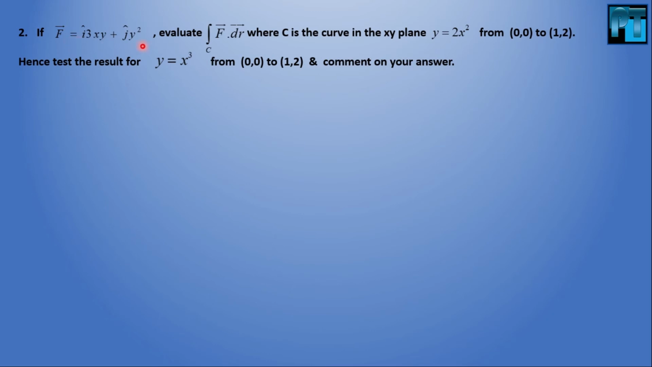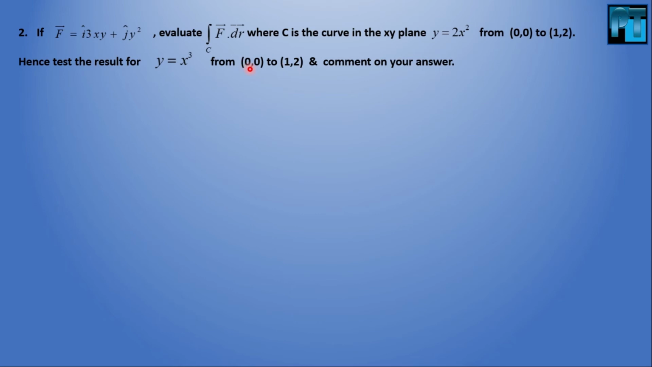Capital F is given. You have to evaluate the open line integral F dot dr. The parametric form of the curve is given, y equal to 2x squared, and the points are also given, 0,0 to 1,2. Now there is one more thing: you have to test the result through the curve y equal to x cubed along the same points and comment on your answer.